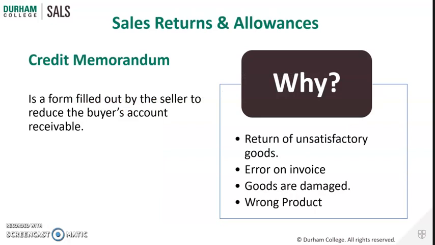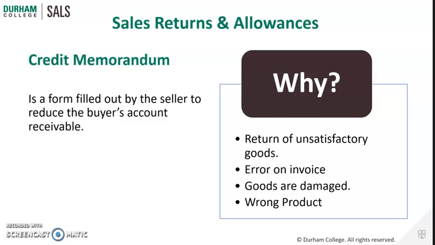Moving on to sales returns and allowances, as stated earlier in this video, we use this account to record why the inventory has been returned. In our first video, we talked about a debit memorandum where the buyer initiates the request for a return or price reduction from the seller because there's something that needs to be corrected. The seller can also initiate the request by filling out a credit memorandum. Similarly, it is a form filled out by the seller to reduce the buyer's account. And some of the reasons are as follows. There's a return of unsatisfactory goods.